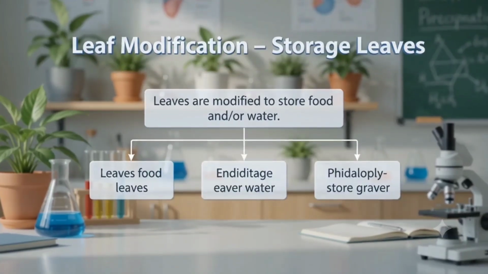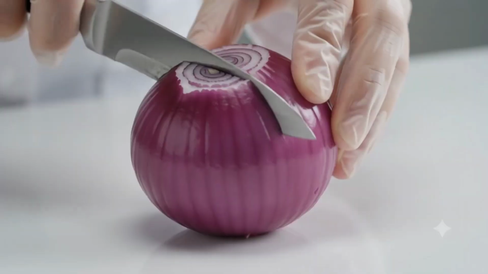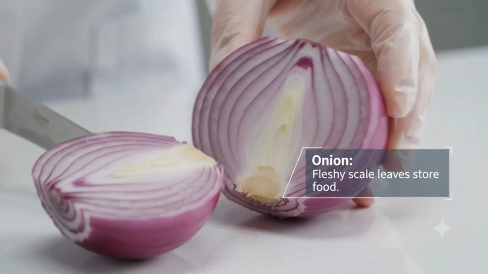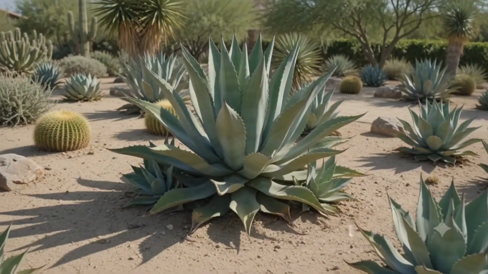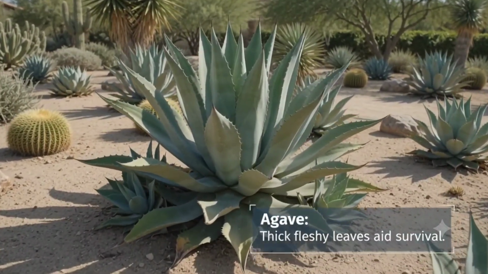Some leaves are modified to store food and water. Onions have fleshy scale leaves that store food. Aloe and agave store water to survive. These modifications are key for survival.